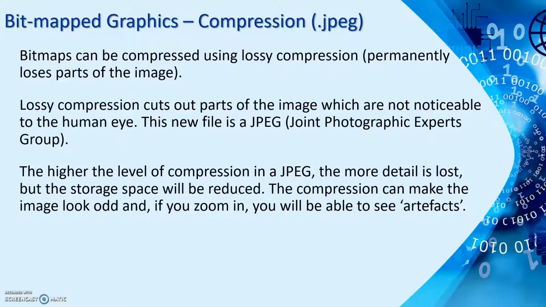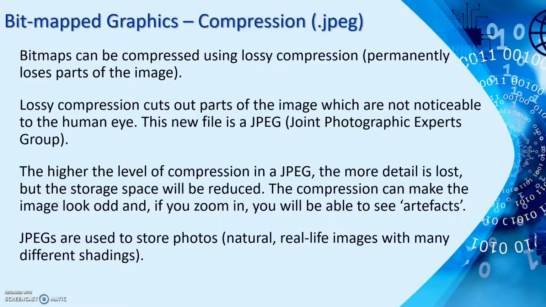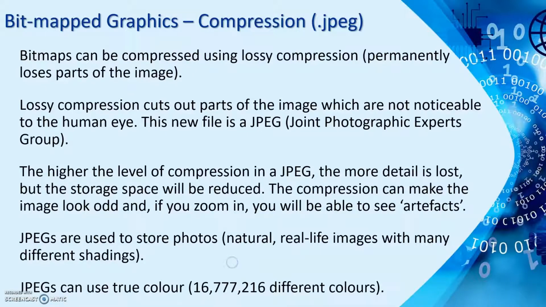But the compression can make the image look a little bit odd, and if you zoom in, you'll be able to see what's known as artifacts. Now, JPEGs are used to store photos, natural, real-life images with many different shadings, lots and lots of different colours. If you remember, 16,777,216 different colours. That's called true colour, because they have kind of proven that the human eye and brain can discern round about 16 million different shades and colours. So that's why JPEGs, 24 bits per pixel, is known as true colour.